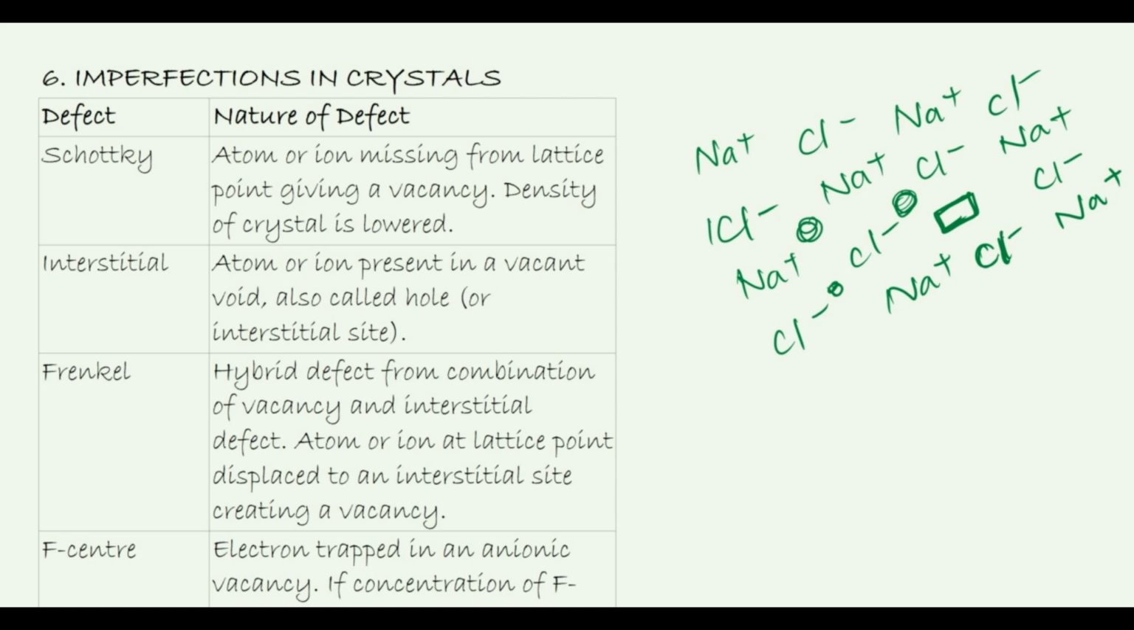But overall, electroneutrality will be maintained in case of Frenkel, so it won't affect the density, it won't affect the other properties because the neutrality is maintained. But in case of Schottky, either the Cl minus or Na plus, either the cation or anion, is missing, which makes it not neutral at all. And the consequences are the density of the crystal will be lower, the size will become lesser, and other properties also get changed.